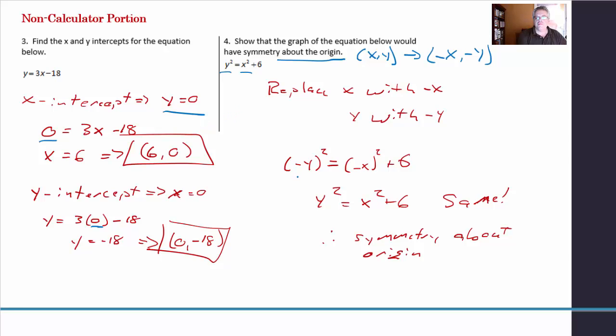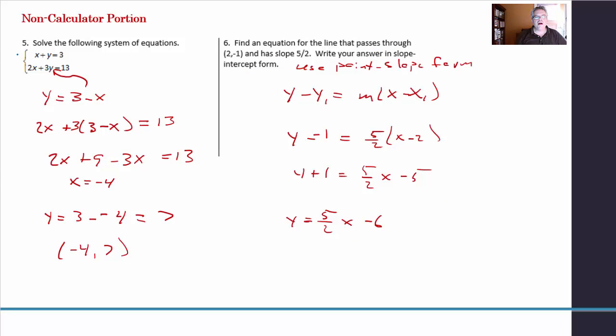So that's what I have here. I have (-y) squared equals (-x) squared plus 6. But (-y) squared is equal to y squared. (-x) squared is equal to just x squared. And I see that the equation simplifies to the same thing I started with. Therefore, if (x, y) works, (-x, -y) works, and we have symmetry about the origin.